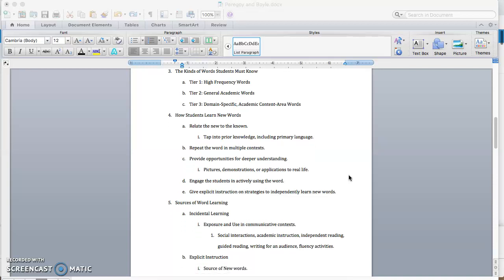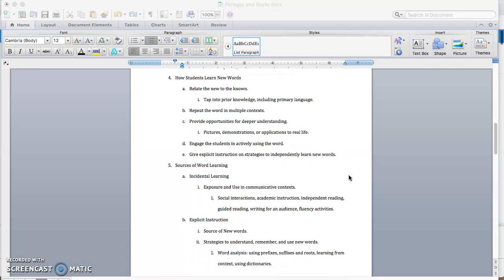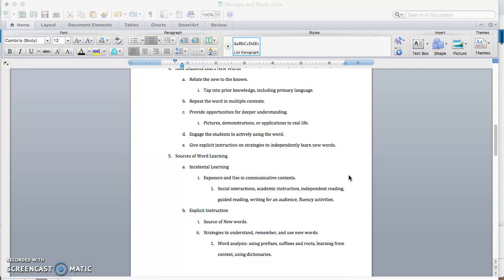So it's important to teach them these types of words because it helps build their academic literacy, which has been shown to be a strong case for success in their learning. They moved on to talking about how students learn new words, relating the new to the known. So, of course, going back to activating their background knowledge is very crucial.